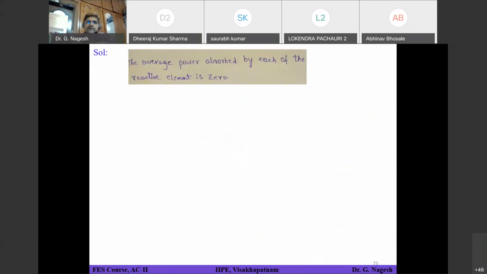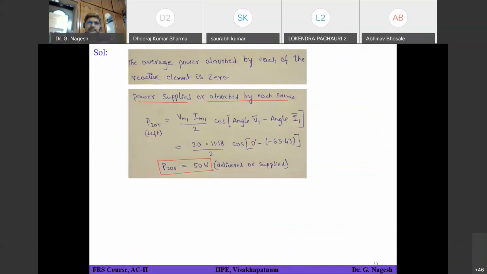Okay, so the average power absorbed by each of the reactive elements is 0, that we have already discussed, and the power delivered by the 20 volt source is 50 watts. It's the same thing, Vm Im by 2 into cos of theta minus phi. If you do that, you are going to get 50 watts. So power from the source is 50 watts. Power consumed by the resistor is 25 watts. So what about the remaining 25 watts? Where is it going?